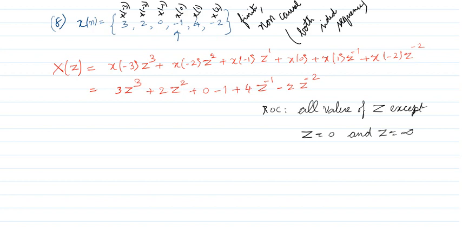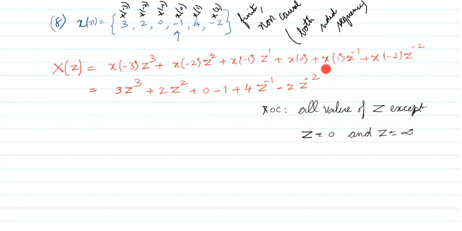Now I can expand this. I have seen so many times, n is from minus 3, minus 2, minus 1, 0, 1, 2. Put those values in the transform, we get this expression. Now put the corresponding values there, right? So this is the transform.